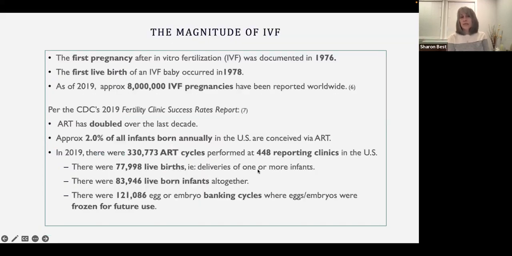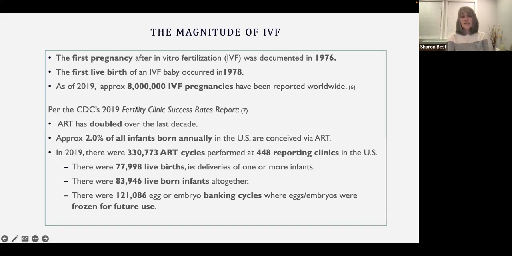So the magnitude of IVF. First pregnancy ever in vitro fertilization was documented in 1976. Here's your citation for this information. The first live birth, an IVF baby, was in 1978. As of 2019, that's the latest data I could find, we had approximately 8 million IVF pregnancies reported worldwide. So there only was reported, so there's probably an underestimate.